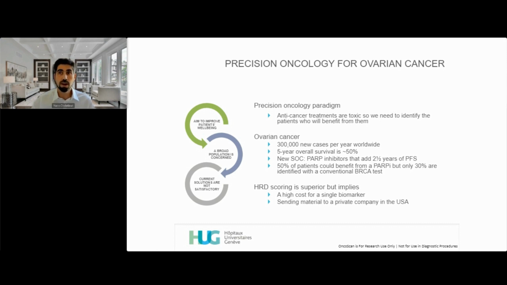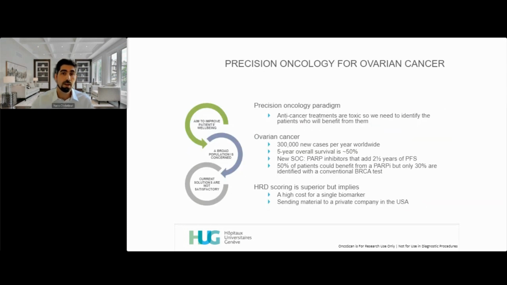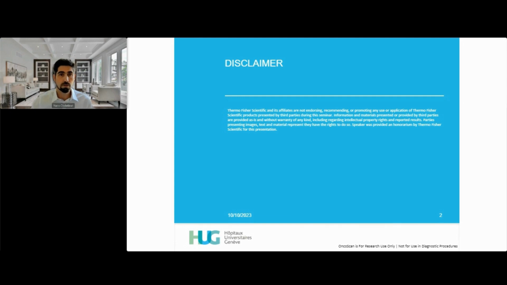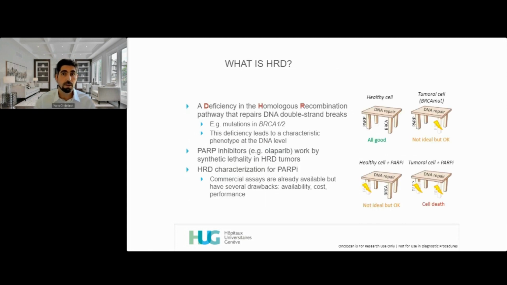So you could use an HRD test, which is much superior, but usually it implies a high cost for a single biomarker. And in most cases, it means sending material into the US to a private company, which could be troublesome in Europe. Now, I told you we can use HRD.